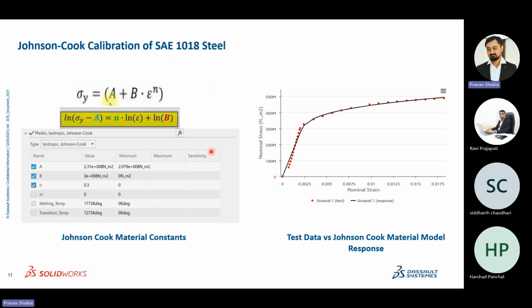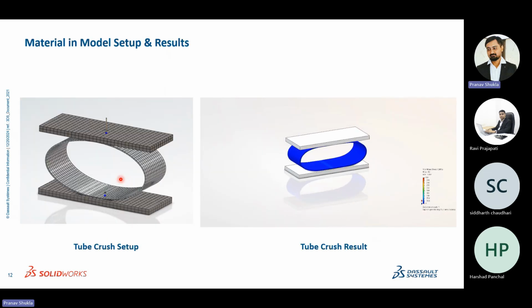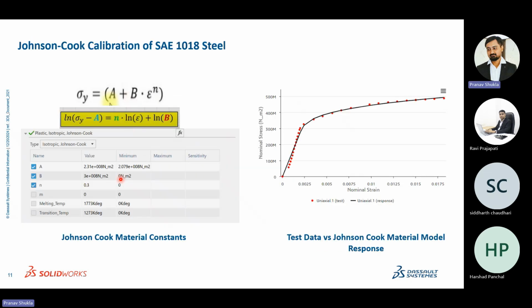Now moving forward, this is the Johnson Cook calibration. This one is the equation, with A, B, and n, and you have to calculate these three values. And as you can see, these three values have been calculated with the help of just a few clicks. Okay, and I will showcase you the portion of the manual later on, so you will understand how this material calibration app is useful to you.